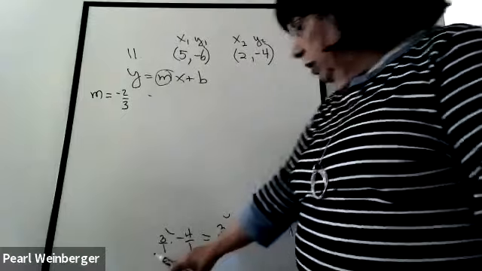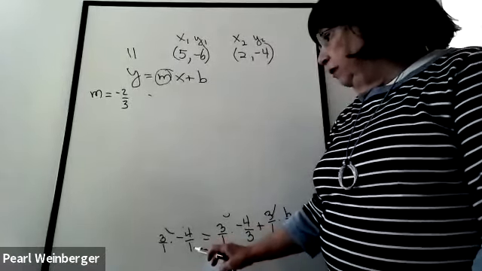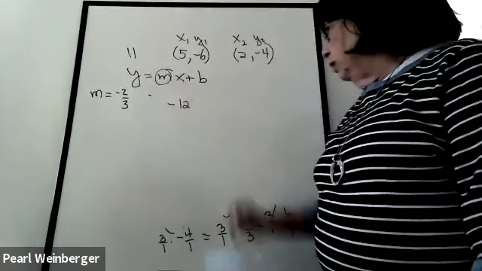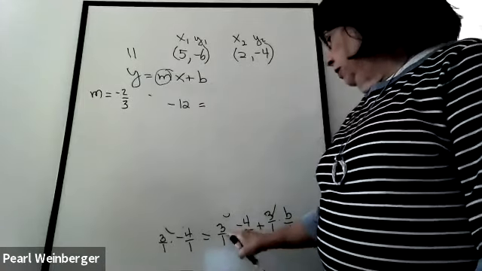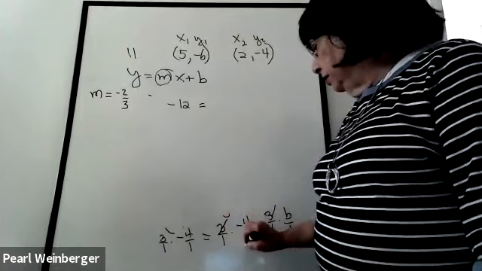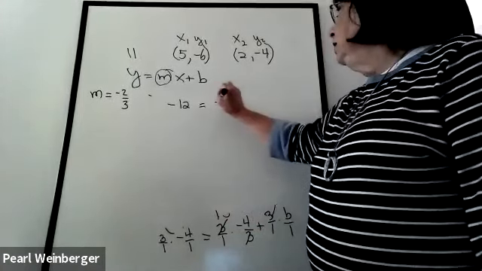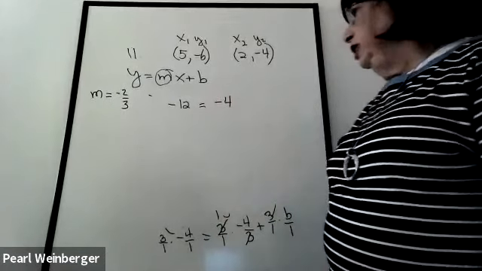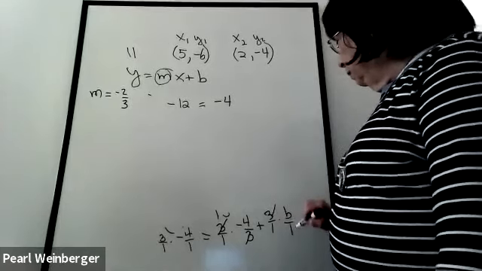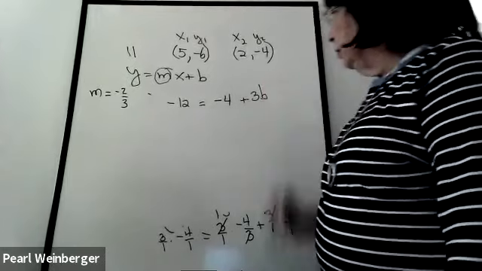And I'm working over here. 3 over 1 times negative 4 over 1 is negative 12 over 1, which is negative 12, equals now 3 over 1 times negative 4 over 3. The 3's cancel, and this leaves me a 1, so it's 1 times negative 4, which is negative 4 over 1, which is just negative 4. And then it's 3 over 1 times b over 1, so that's just plain 3b.